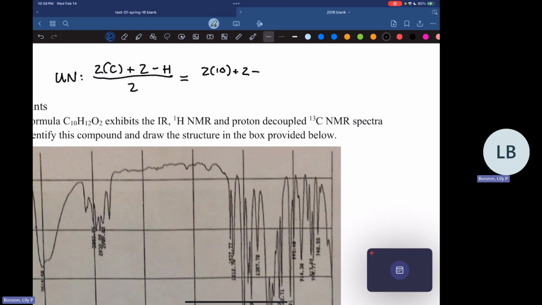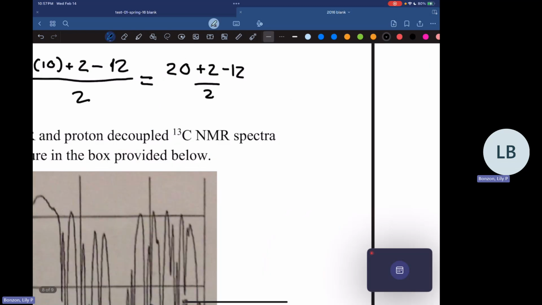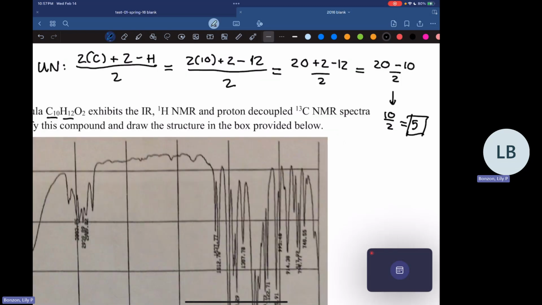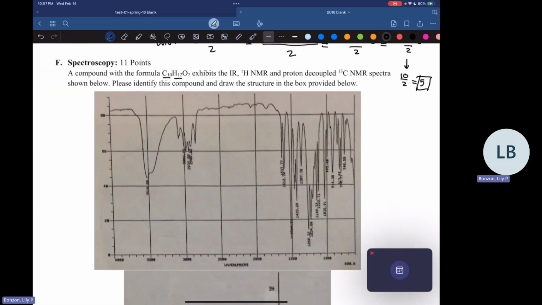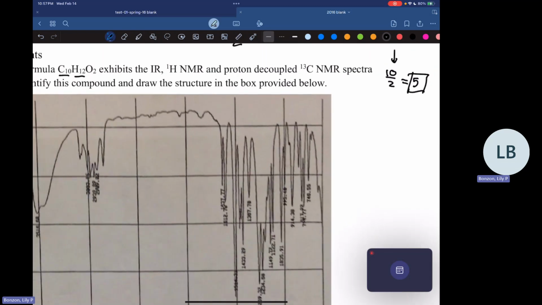So with the numbers that we're given, we've got 2 times the number of carbons, which is 10, plus 2 minus the number of hydrogens, which is 12. All of that divided by 2. That gives us 20 plus 2 minus 12 over 2. And that's going to be 20 minus 10 over 2, which gives us 10 over 2, which is equal to 5. All right, so a little bit tedious, and maybe it's just me, but anytime I try to do that simple math, it trips me up a little bit. So make sure you take your time and do that.